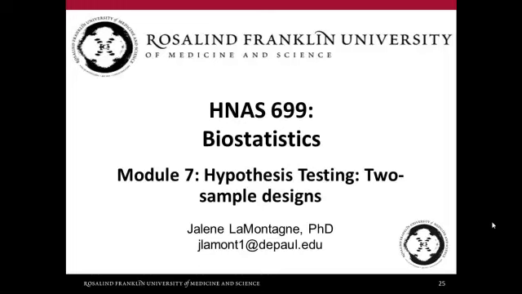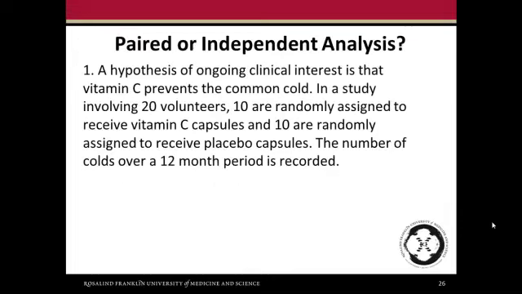In this mini lecture for Module 7, we're looking at hypothesis testing and two-sample designs. Specifically, we're going to be looking at whether or not an analysis should be paired or independent. So if it's paired, it would be a paired sample t-test or a paired t-test, and if it's an independent analysis, then it would be a two-sample t-test.